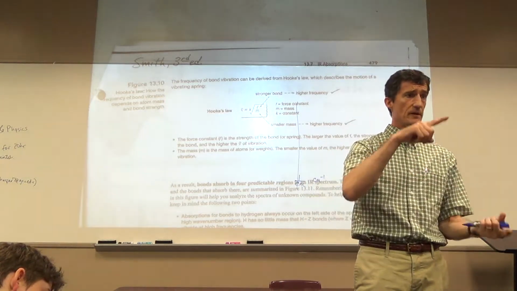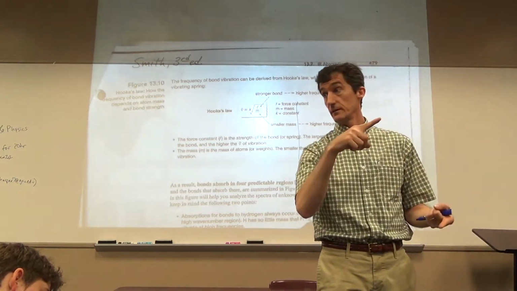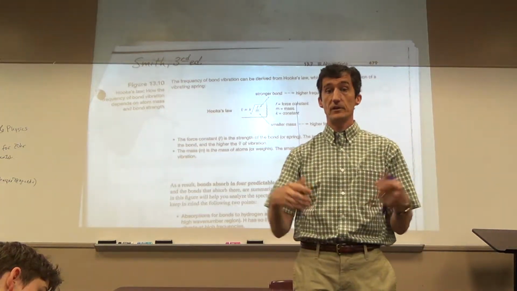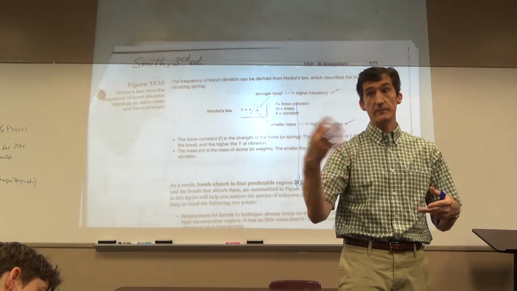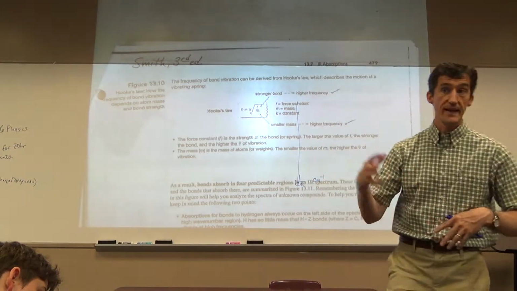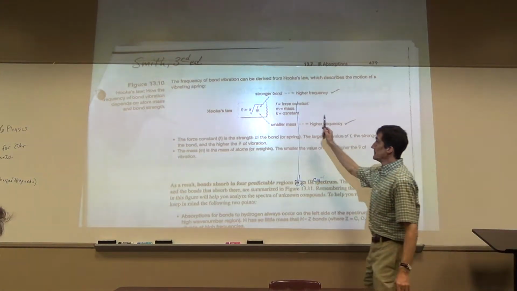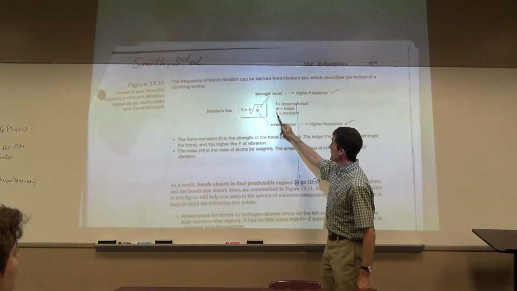Now in physics, when you talk about springs, you'll talk about strength of the spring. Well, that's analogous to strength of the bond. And then you'll talk about the weight on the end of the spring. You'll put a 5-pound weight on it or whatever. Well, that's just like putting a big atom on the end. It's very analogous.